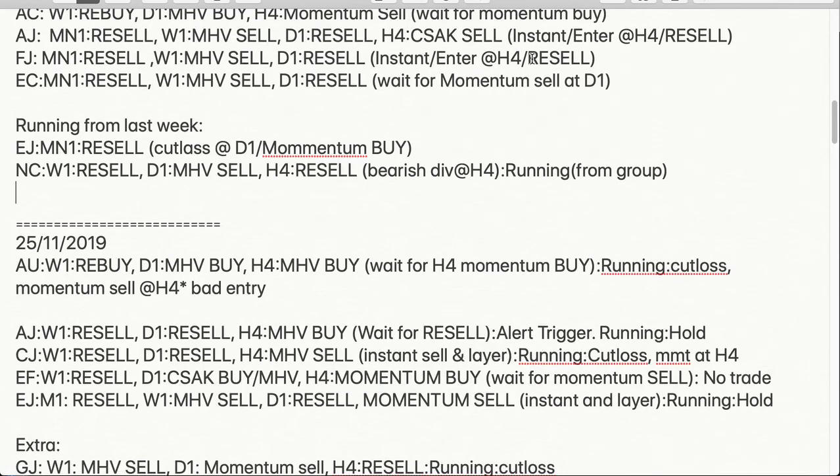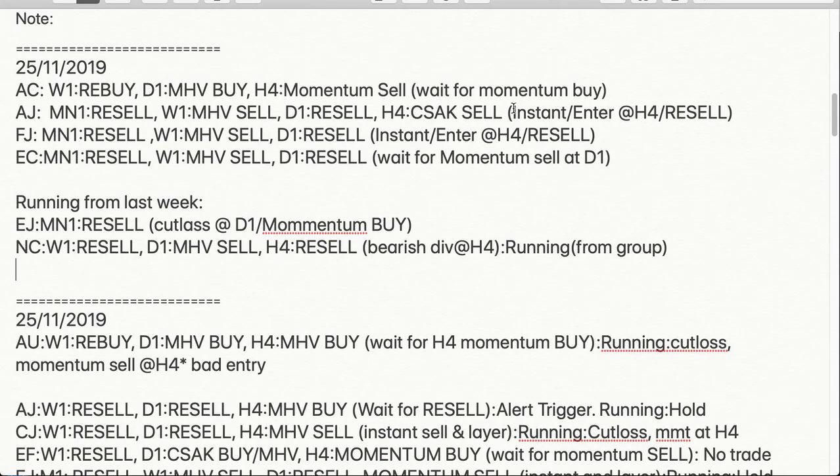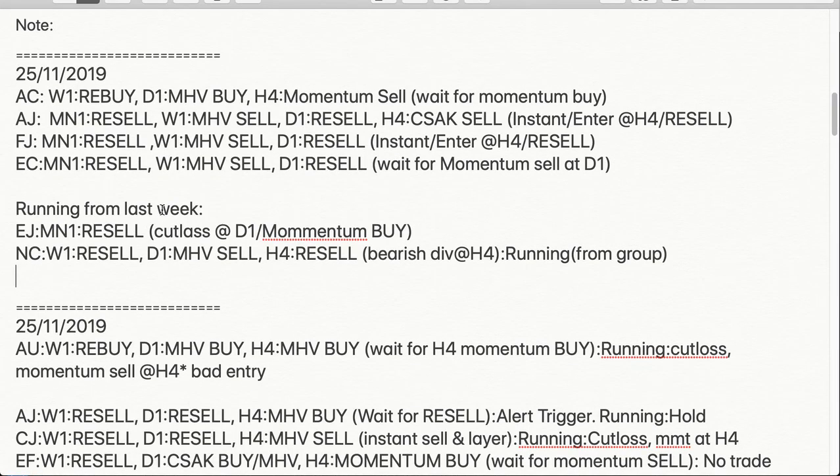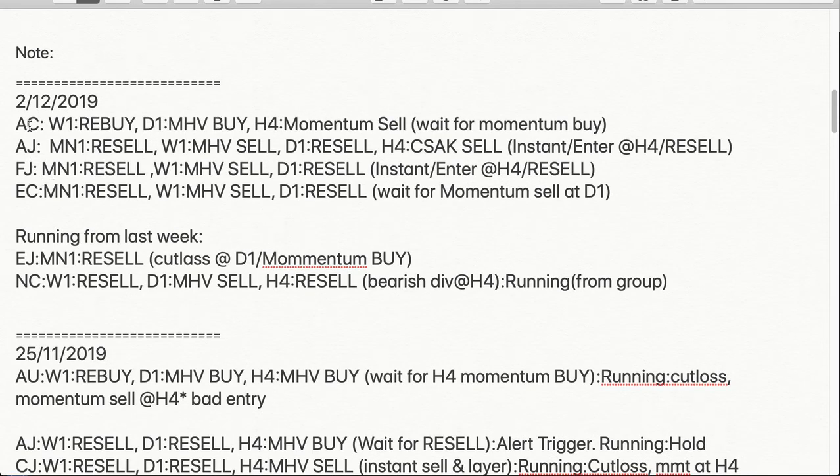So this will be our trade plan for next week, the 2nd of December. We have 4 new pairs to look at. We can instant enter CHF JPY and also AUD JPY. Okay, and then we need to wait for EuroCAD and AUD CAD.